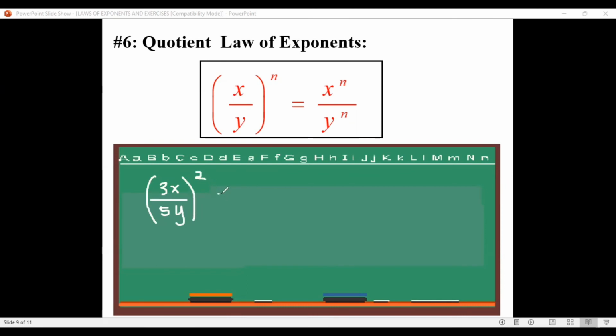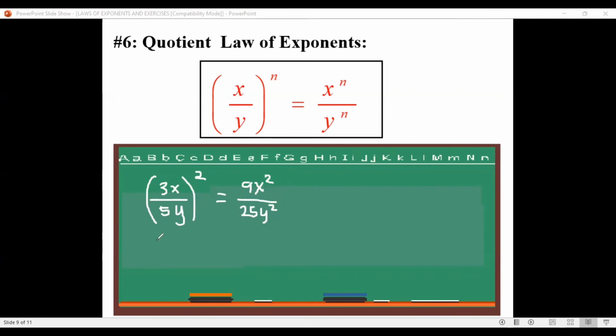It's just proper that when you do this, you have 3 multiplied by itself twice, so that becomes 3 squared. 3 squared is 9, and x times x gives x squared. Then you have 5 squared, which is 25, and y raised to the second power. So this simply means you have 9x squared all over 25y squared.